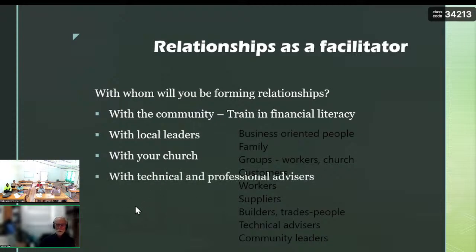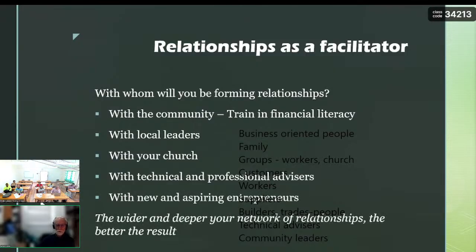As we said, with technical and professional advice with new and aspiring entrepreneurs. So the wider and deeper your network of relationships, the better the result. All good small businesses, community-based businesses depend on good relationships. And that means not dependency, that means not just handouts now forever and for everyone, no. If the business is to survive, you've got to be strict.